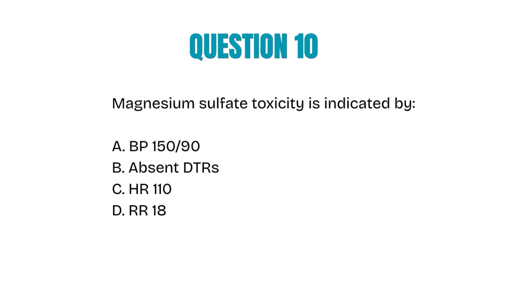Question 10. Magnesium sulfate toxicity is indicated by A. BP 150/90, B. Absent DTRs, C. Respiratory rate 12, or D. 110, RR 18.